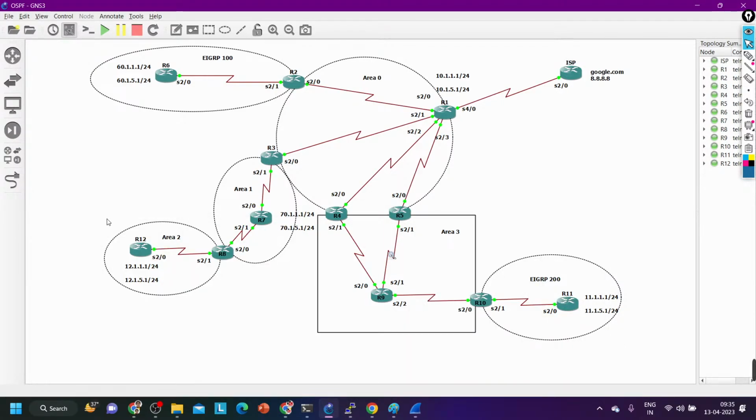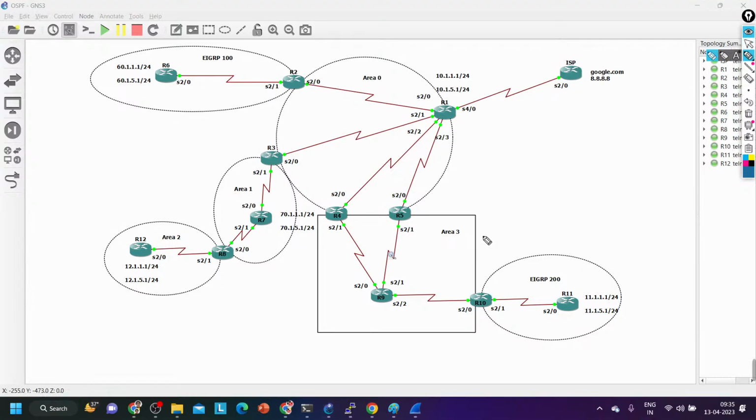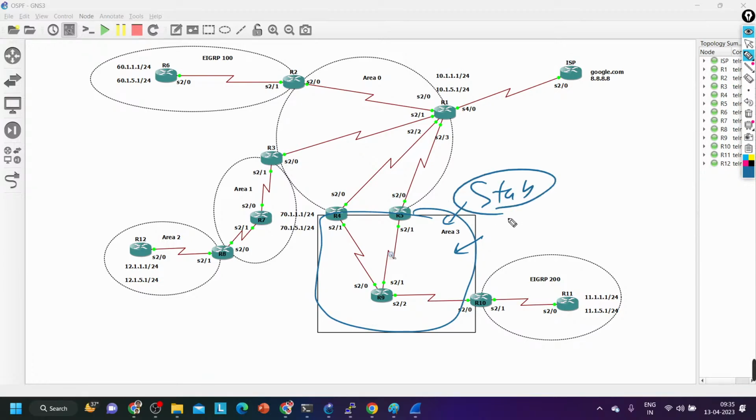Now in this area there are lots of LSA 4 and LSA 5. There are lots of LSA 5. Yes or no? First of all I am going to configure this area as a stub area. Okay, so a stub area will filter which LSAs? LSA 4 and LSA 5. Okay, so let me configure this area as a stub area.